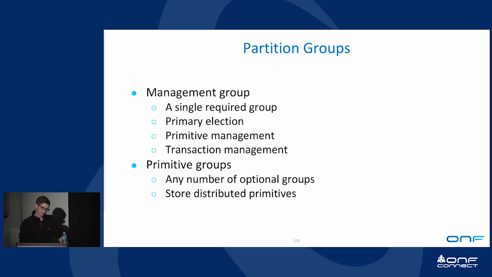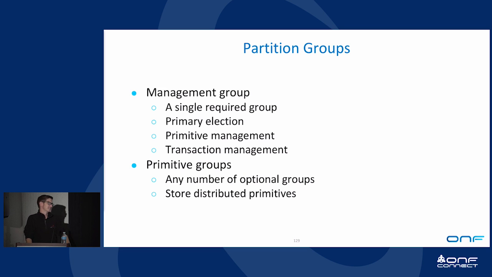There's only one constraint with respect to partition groups in Atomix, and that is that there must be a management group. So the management group is just a required partition group that Atomix uses for managing primitives. So when you create a primitive, it creates a record that that primitive exists and what type it is and what its name is, et cetera. And then that partition group is used for electing primaries in the primary backup protocols and managing transactions, which is outside of the scope.